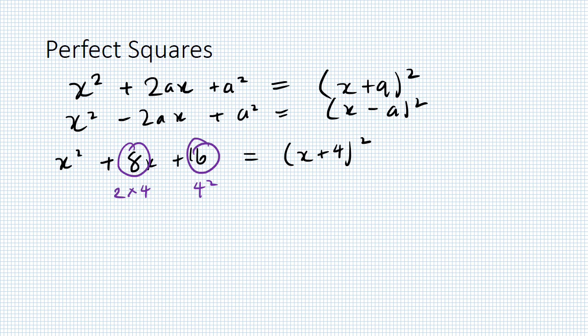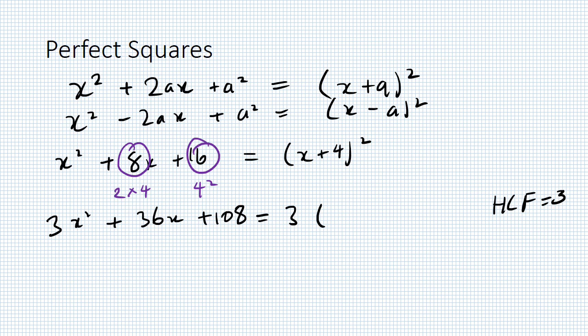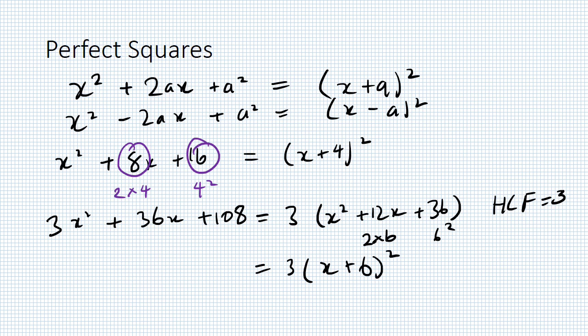Second example, slightly harder example. 3x squared plus 36x plus 108. Again, highest common factor is 3. So dividing that all by 3, we get 3 times x squared plus 12x plus 36. Now looking inside the brackets, 12 is just the same as 2 times 6, 36 is 6 squared. So we can now write that as 3 times x plus 6 all squared.